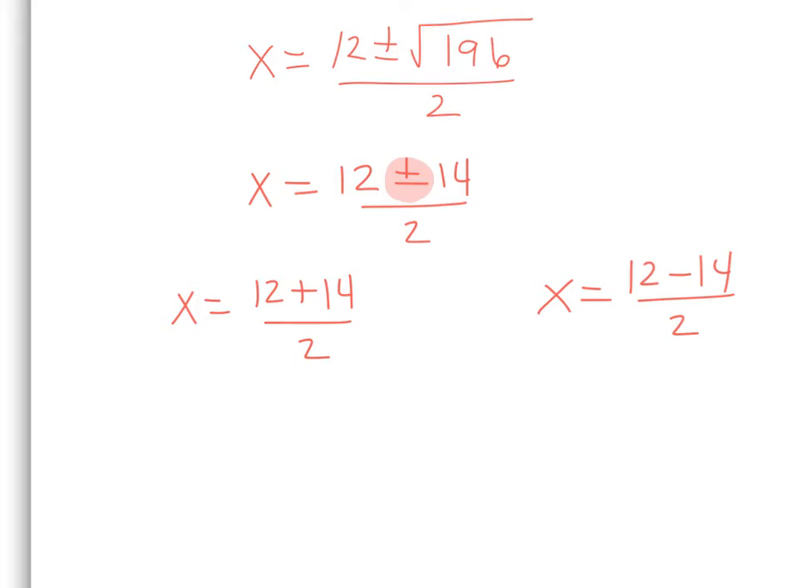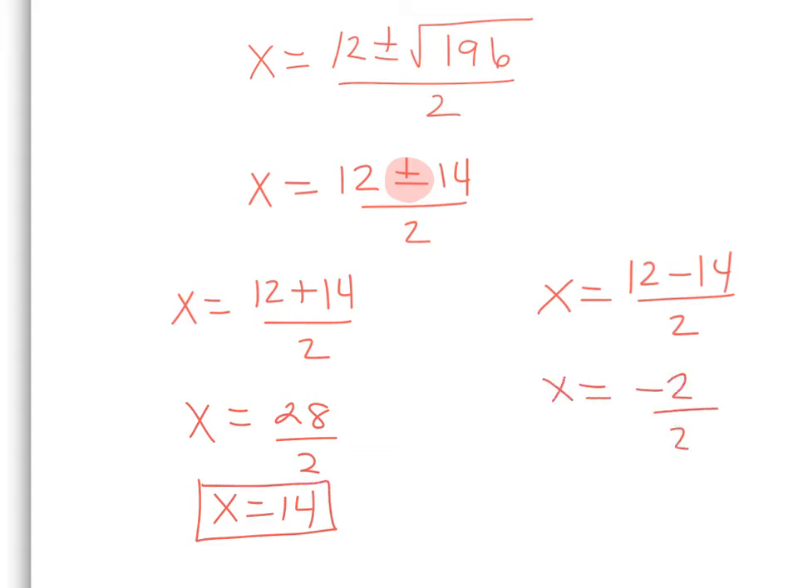Okay, so again, you're just breaking up that positive negative right here in the middle into 2 problems. So now I'm going to take 12 plus 14, and I get 28, divide it by 2, and I end up with 14. Okay, on this other one here, I'm going to take 12 minus 14 and get negative 2, divide it by 2, and x equals negative 1.